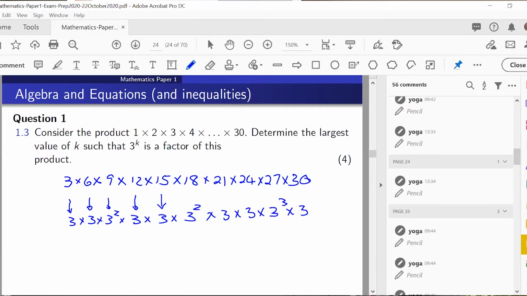Now, when we add them up, you will see that here it's 1 plus 2 plus 2, which is 5, plus 1 is 6, plus 2 is 8, 9, 10, 13, 14. So that can be written as 3 to the power 14. So we can then claim that our k is equal to 14. Okay, we are done with question 1.3.